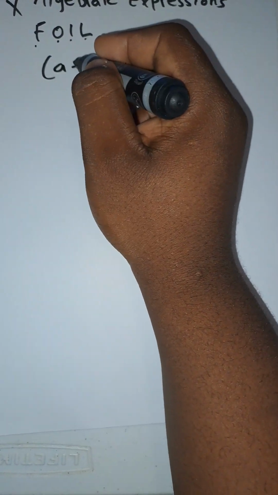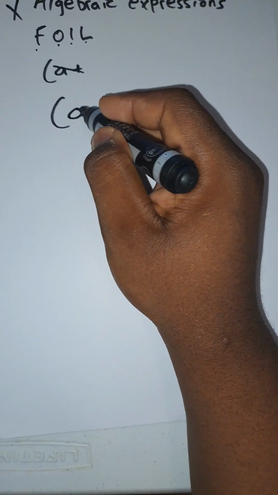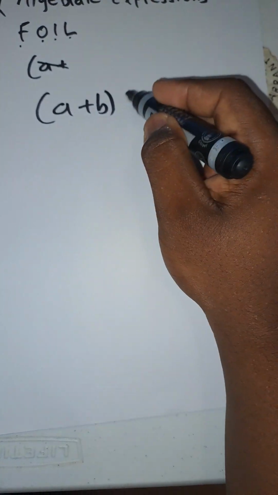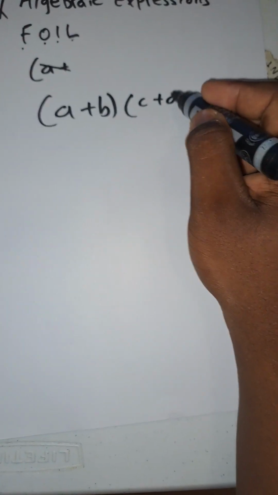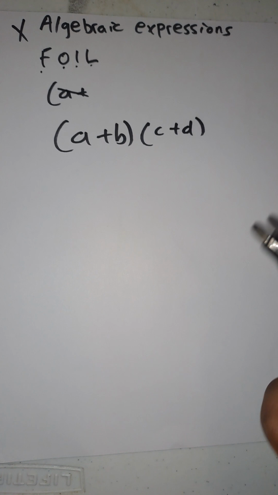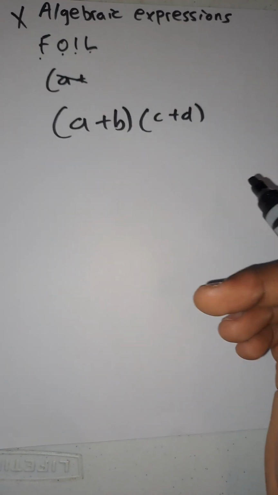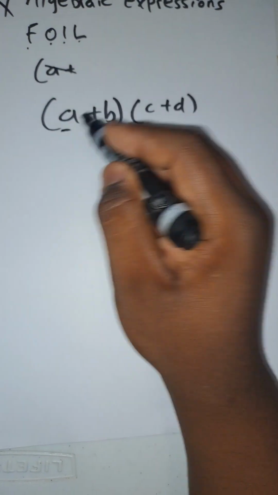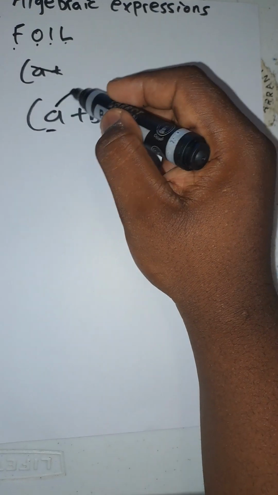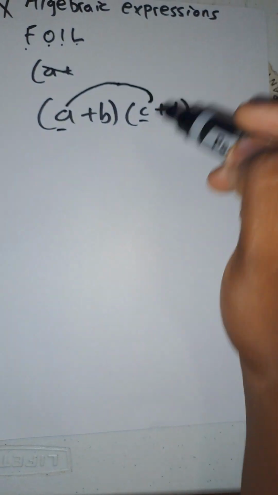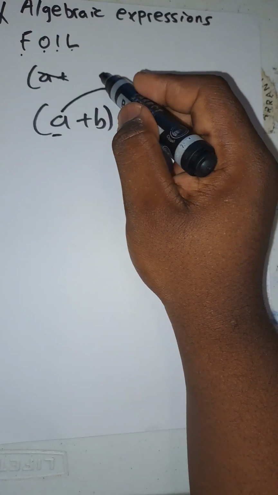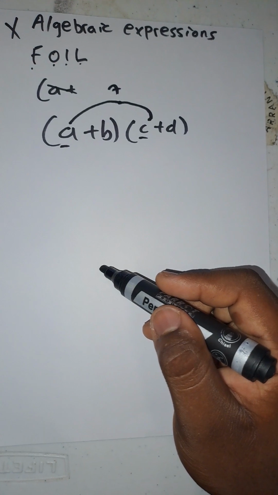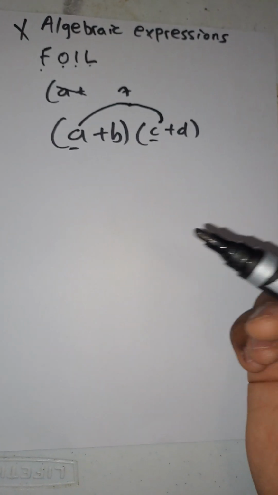Now let's make an example. Let's say I have A plus B multiplied by C plus D. As you can see, it says expand. So now let's go. Firsts. What is the first thing? A and C. A is the first, and C is the first. So these are the firsts. Can you see it? Now let's go to outers.